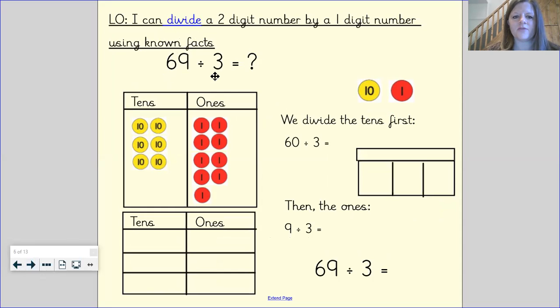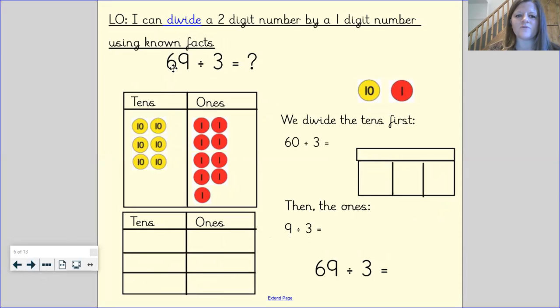69 divided by 3. I've shown here that I've got my 60, my 6 tens, and my 9 ones. Then I've got my tens and ones chart here. Because I'm dividing by 3, I'm splitting my chart into 3 rows, or you've got your bar model there, but I'm going to use this tens and ones chart.